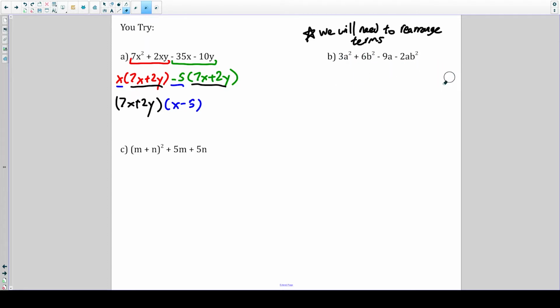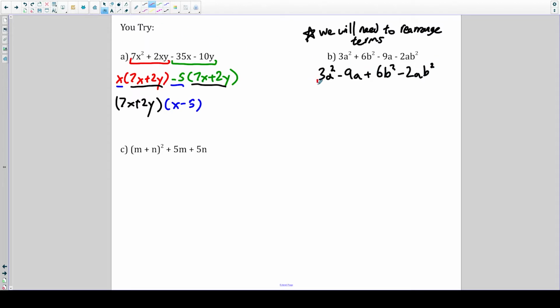So you might have to play around with it again in any practice problem or example that you find maybe in a textbook or something. So what I'm going to do is rearrange it so we have something a little bit more in common between our terms. So I'm going to start off with a 3a squared. I'm actually going to move this minus 9a right beside it because now I have a GCF between the coefficients and I have a GCF between the variables in each of these terms. I will keep the 6b squared over here, and I've got the minus 2ab squared right after.